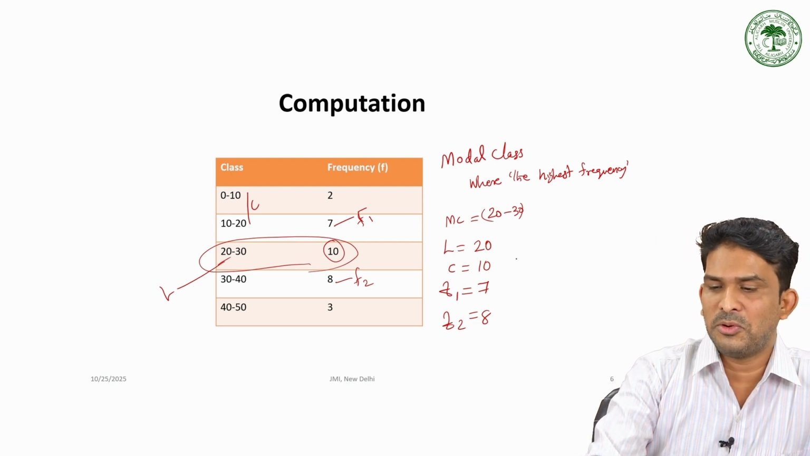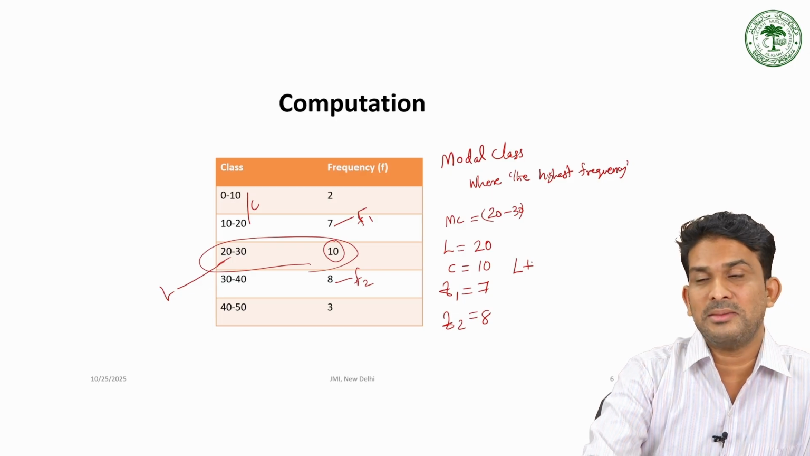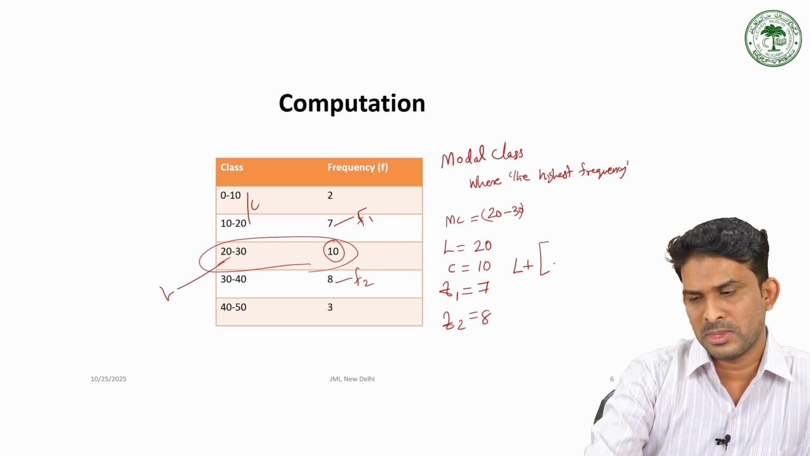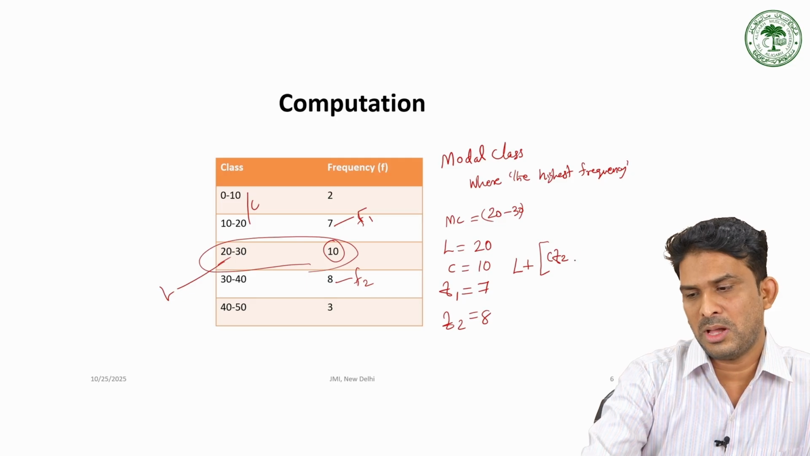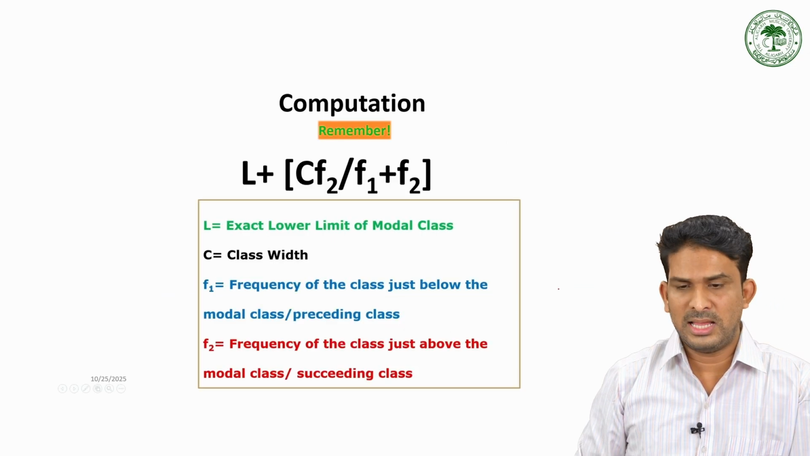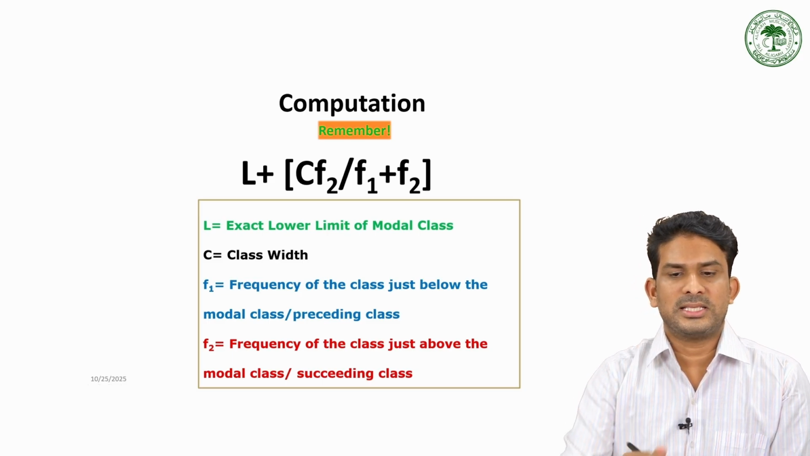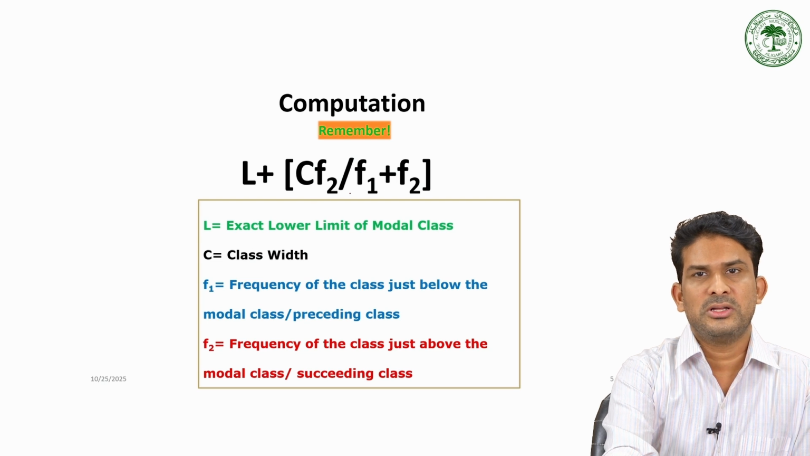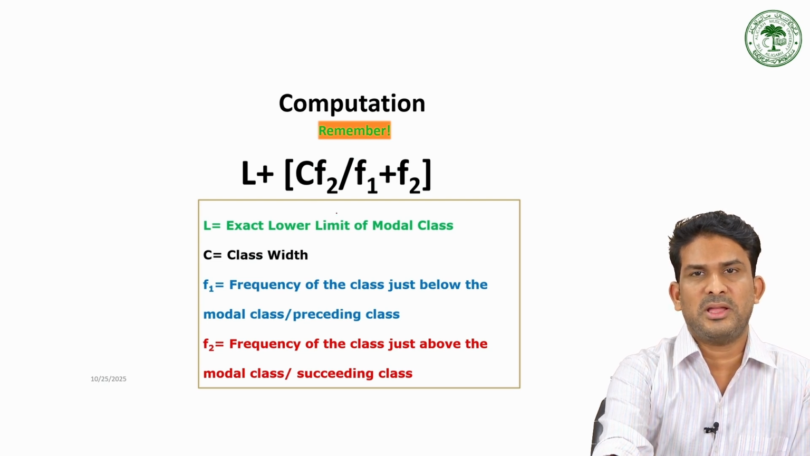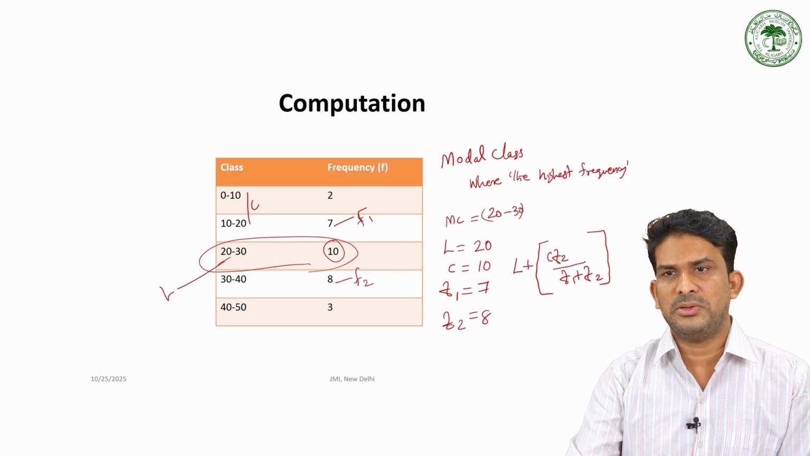Let's see what mode is. L plus, let me repeat. Why do I repeat again and again? Because to confirm. L plus CF2 upon, that is divided by F1 plus F2. It's clear? This way also we can write it for clarity. In the example that I have mentioned here, this is divided by, I have mentioned with this bar slash. So this way also, for the clarity, you can write.